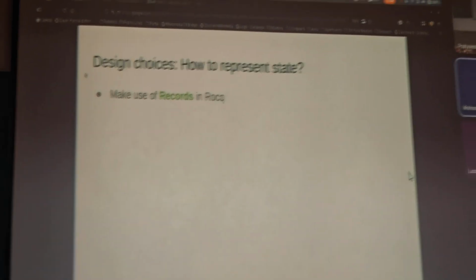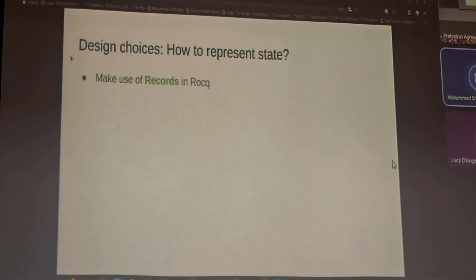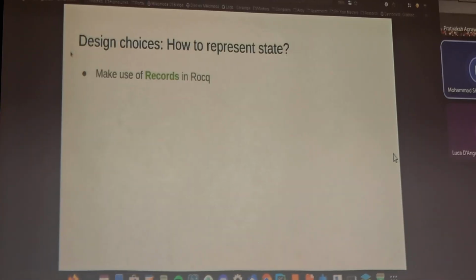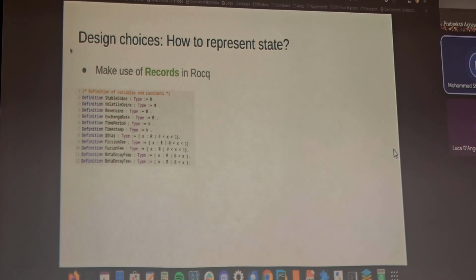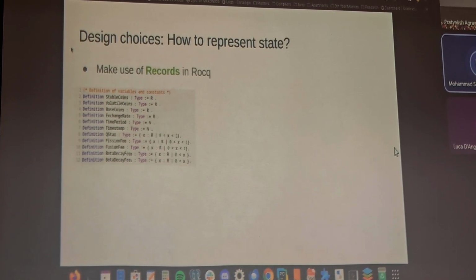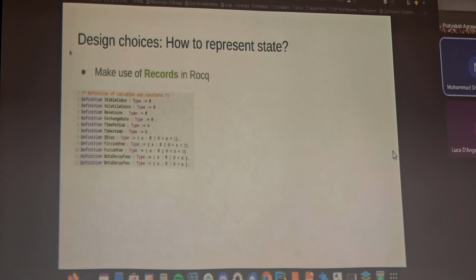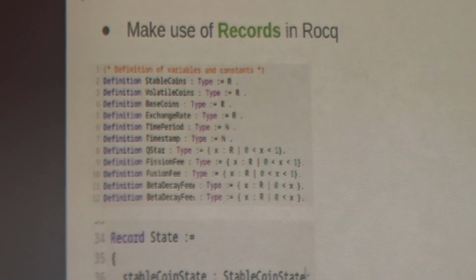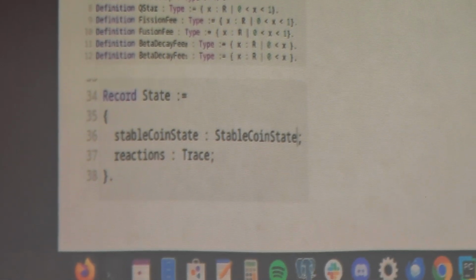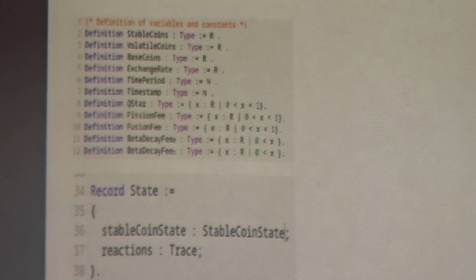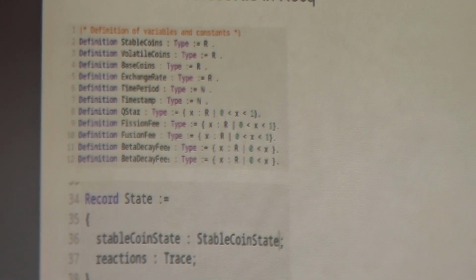So to represent these entities, we make use of something called records in Coq. These are some images of how we represented the state. So over here, I've defined all the variables and the constants. This is how I'm making use of records. So to understand records, you can just think of them like objects in object-oriented programming.